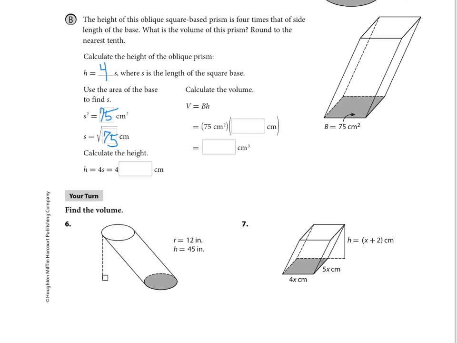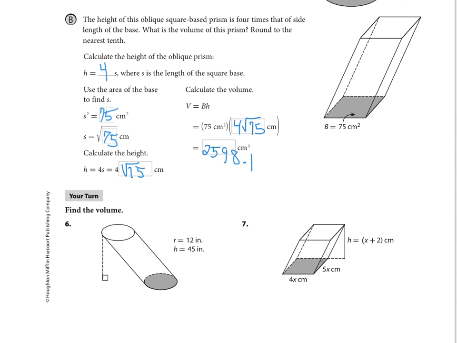Now we've been told that H equals 4 times S, so H equals 4 times the square root of 75. Now that we have the height, we can calculate the volume. We take 75, the area of the base, times the height, which is 4 times the square root of 75, and the volume is going to be 2,598.1 cubic centimeters.